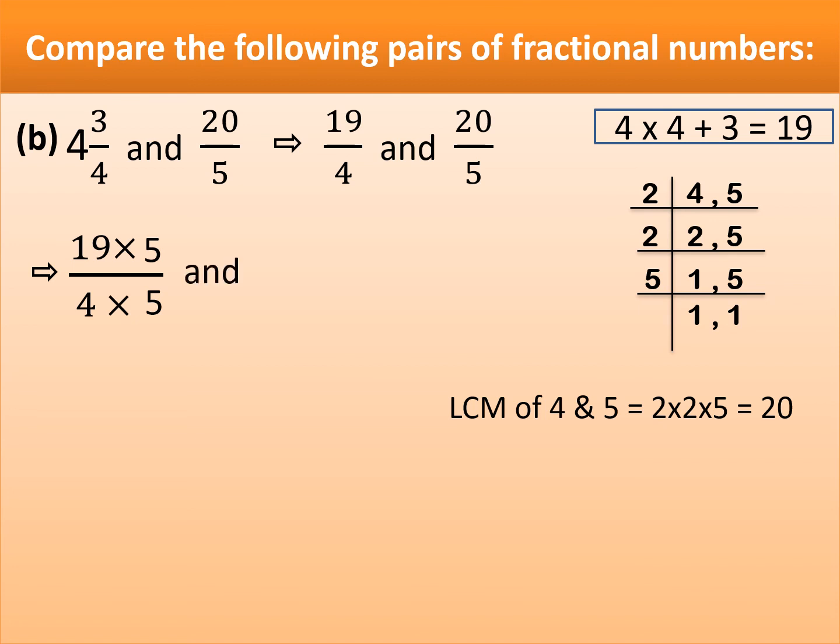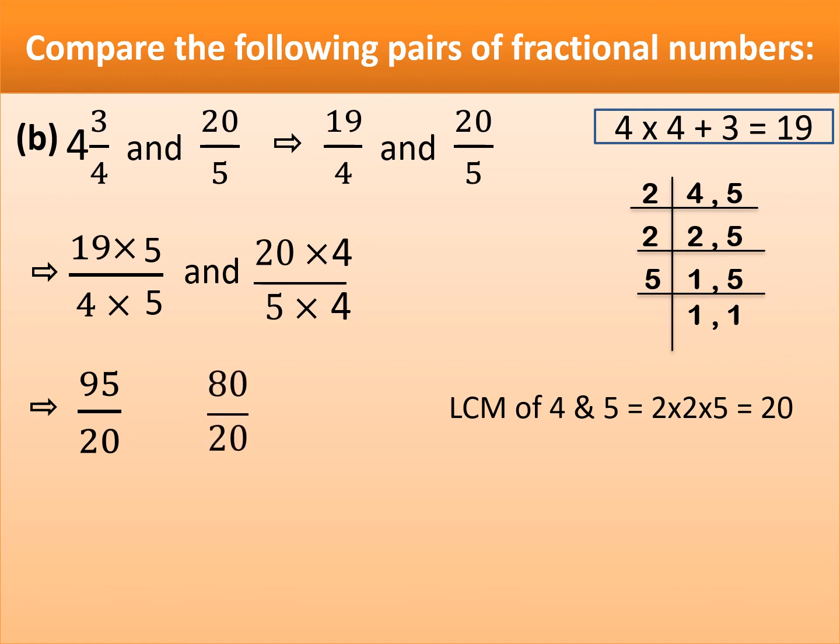The other fraction is 20 upon 5 and we want 20 at the place of denominator. So which digit will you multiply to bring 20 in the denominator? Yes, the digit is 4 because 5 fours are 20. So we multiply numerator and denominator by the same number 4. 19 fives are 95 and 4 fives are 20. So the fraction is 95 upon 20. And 20 fours are 80 and 5 fours are 20. So the other fraction is 80 upon 20.